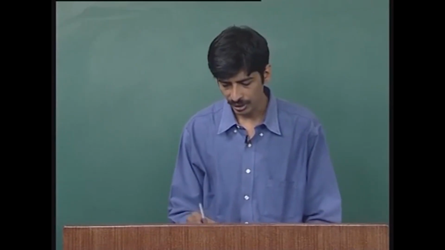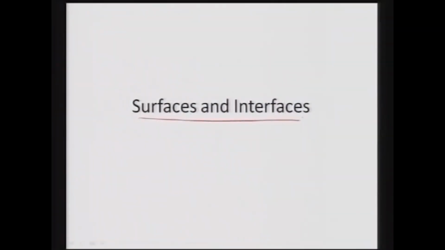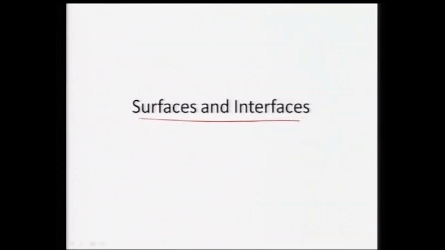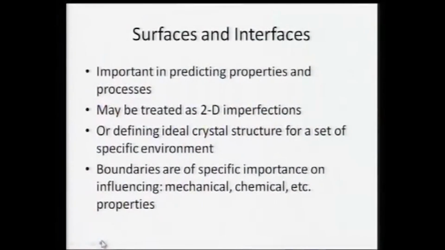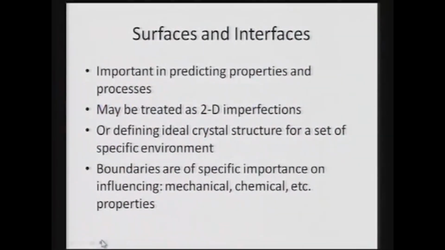So we can see that surfaces and interfaces are highly critical in dictating the properties, mainly for engineering materials, so that we can adopt them specifically for certain applications. Surfaces and interfaces between different grains and phases are highly important in predicting the properties and also controlling certain processes. Surfaces or interfaces can also be treated as 2D imperfections or defects in the ideal structures of lattices.